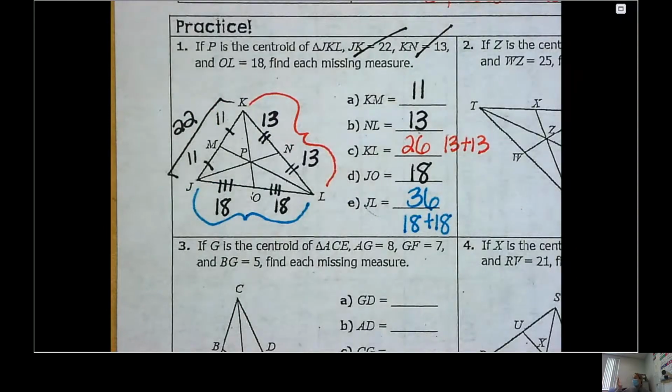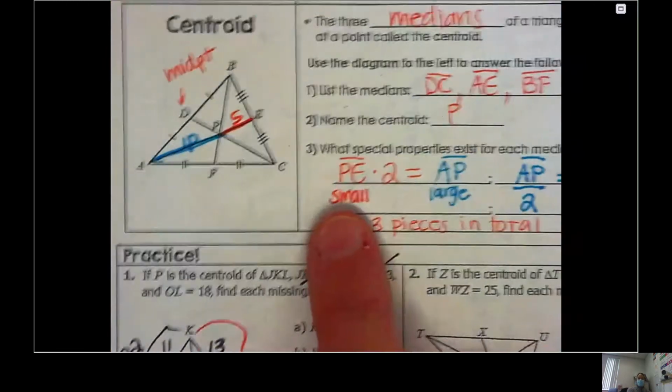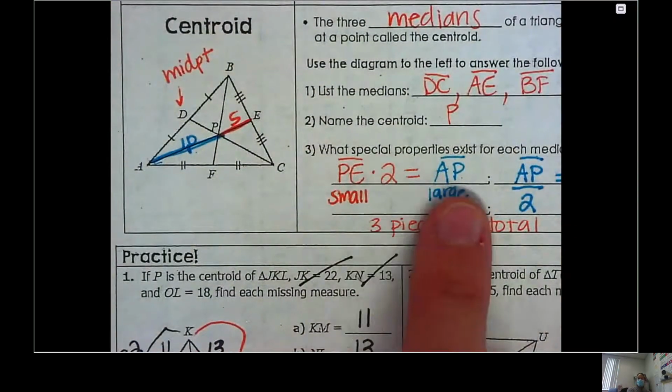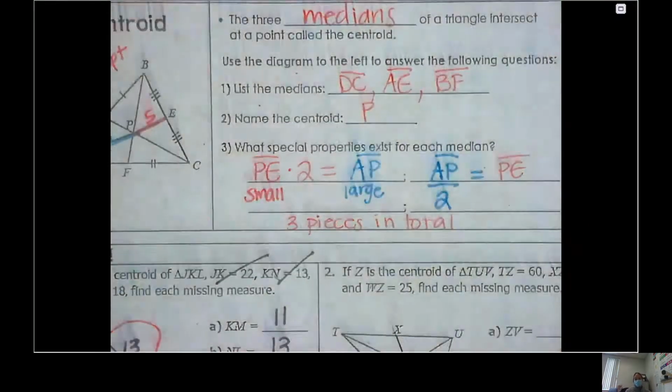All right, do you have any questions there so far? Any other ones? Okay, now that was the only one that has outside. Now we're going to start looking at the inside of the triangle. So remember, on the inside, you take the small piece, multiply it by 2, and that will give you the large piece. Or take the large piece, divide it by 2, and that will give you the small piece.